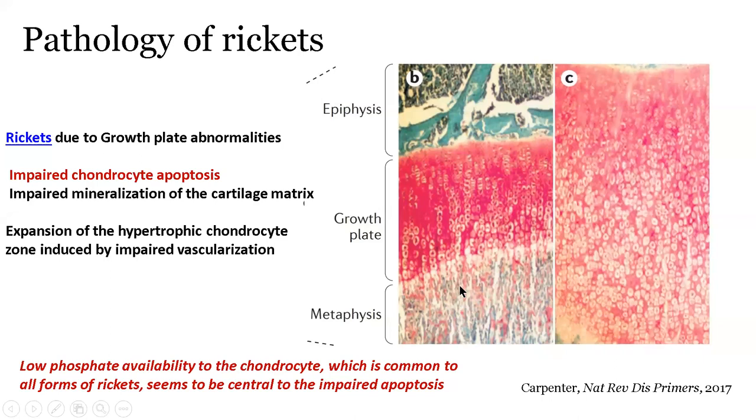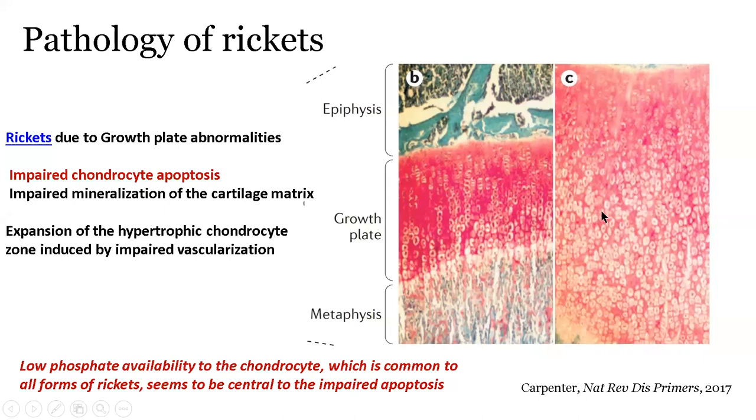To note here is that phosphorus is a major element which plays a major role in chondrocyte apoptosis. What it does is it phosphorylates the mitogen activated protein kinase pathway, and this pathway is important for apoptosis. Hence, low phosphate terminates the apoptosis. And when apoptosis gets terminated, there's expansion of these hypertrophic chondrocytes.